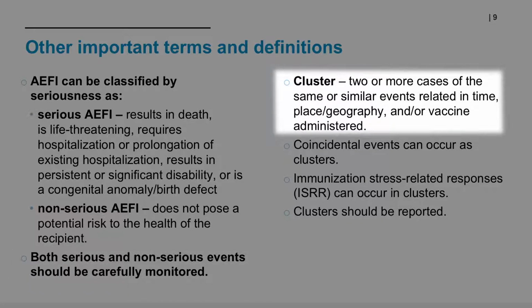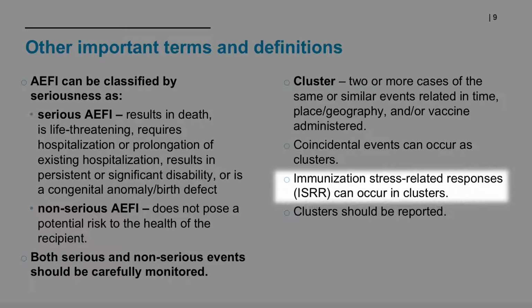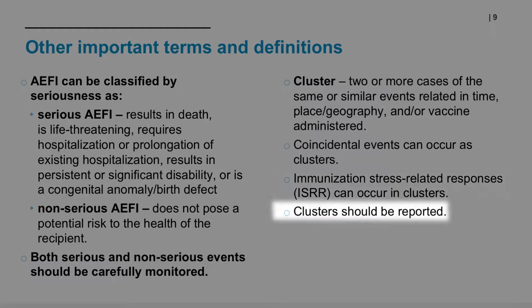A cluster is the occurrence of two or more adverse events of the same type or which are similar, which are related in time, place, or the vaccine which is administered. You should also remember that coincidental events can also occur as clusters, and it is very common to see immunization stress related responses which can occur as clusters. Always remember that clusters should be reported and each and every individual case should be reported.